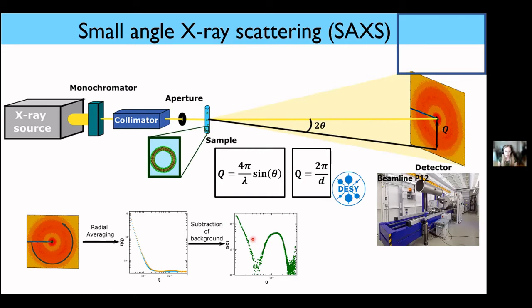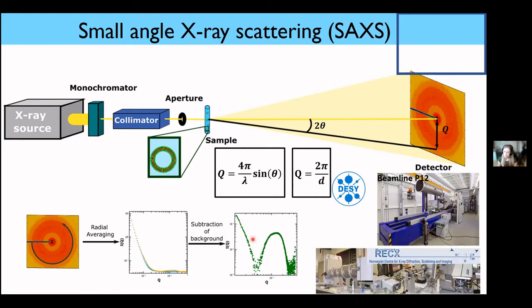All the data that is presented here and was presented in the article was collected at the SAXS instrument called P12 at Deutsches Elektronen-Synchrotron in Hamburg, Germany. And we also ran tests at our in-house SAXS instrument operated by the Rex lab in Oslo.